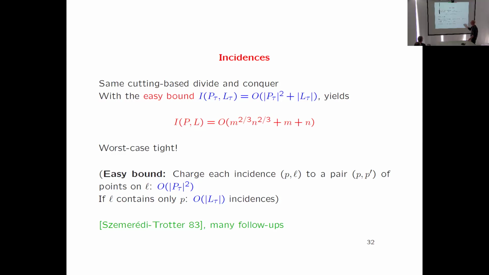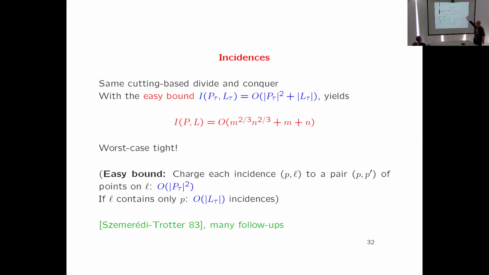You charge each incidence of P and L to a pair of points, P and another point P prime on the same line. Now you want to count the number of these pairs. If I give you such a pair, you know the line. There is a song in Hebrew that through every pair of points, there is only one line passing through them, but that's also true in English. So this number is simply the square. But what if the line does not contain a second point? Too bad, but then it has only one incidence, contains only one point. So we add L to the bound, and that's the weak bound.